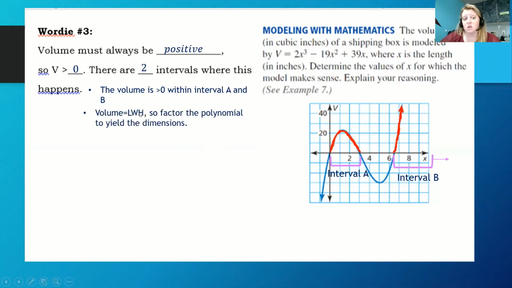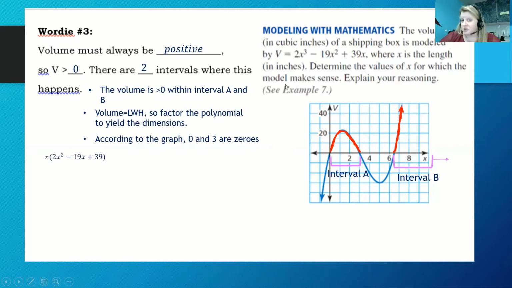We also need to know that volume of a box is length times width times height. So when it comes to volume problems or box problems, we definitely want to factor that because we're going to factor it into 3 sets of parentheses. Each parenthesis represents a dimension. We also want to note that 0 and 3 are x-intercepts, and we can use that to help us factor this polynomial.